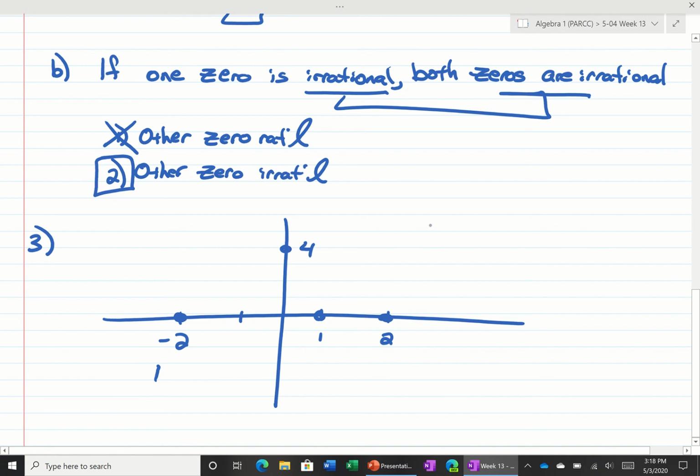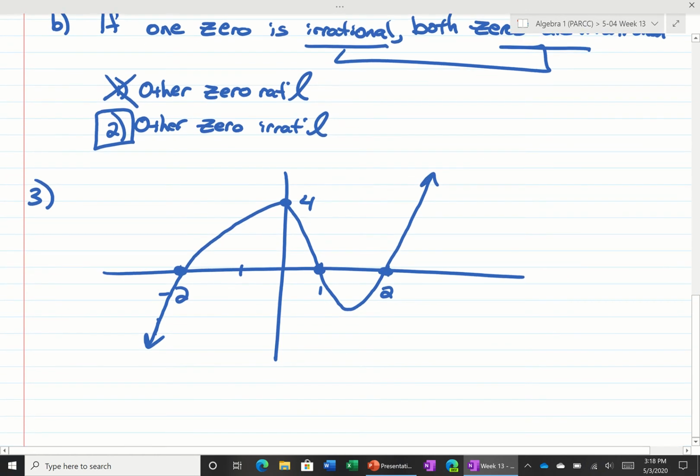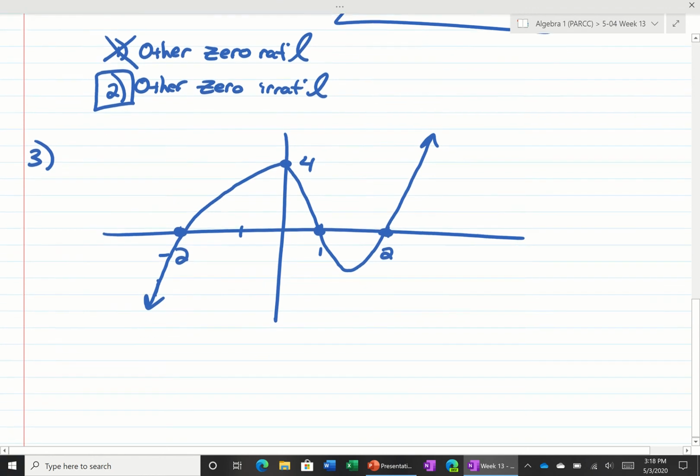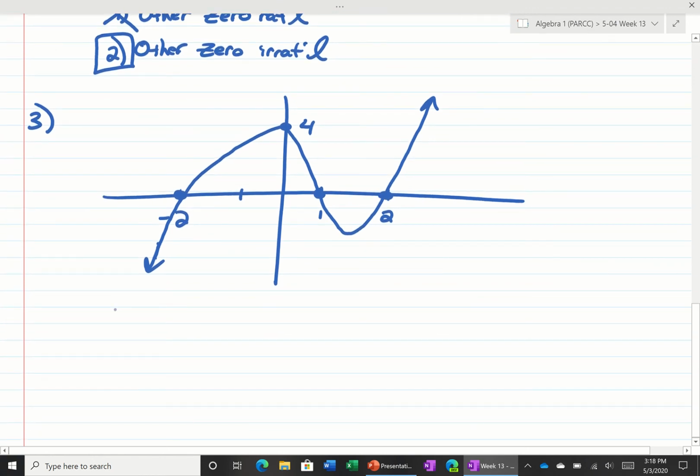So let's see here. Something like that. What are the coordinates of the zeros? Well, the coordinates of the zeros would be -2, 0, 1, 0, and 2, 0. So let's see what the options are.